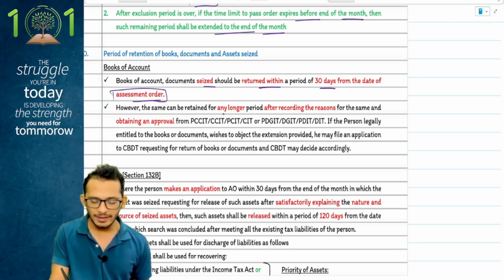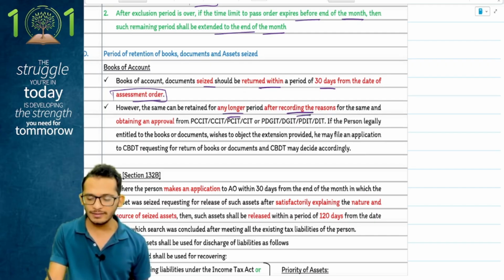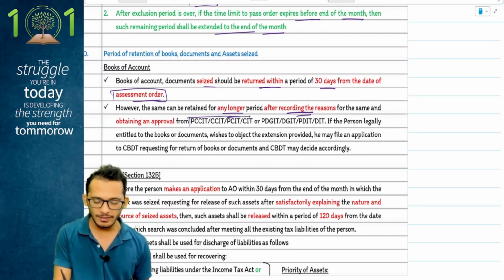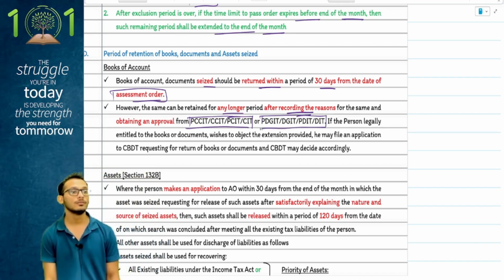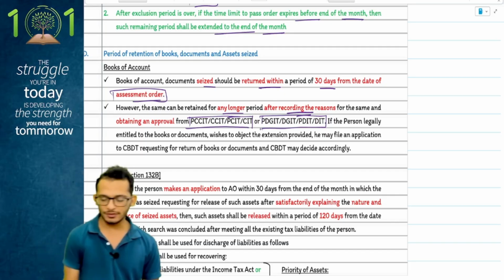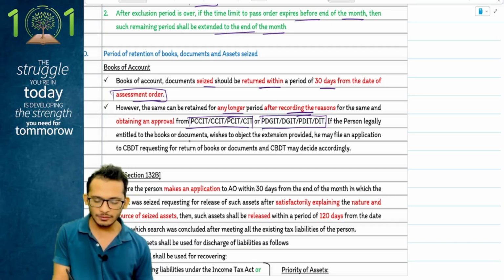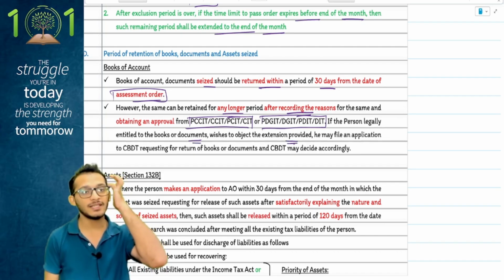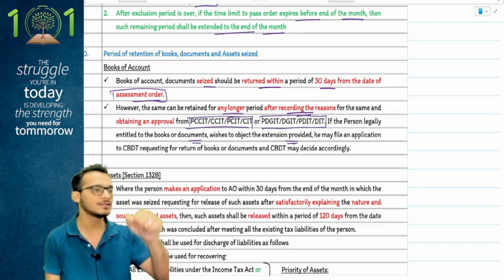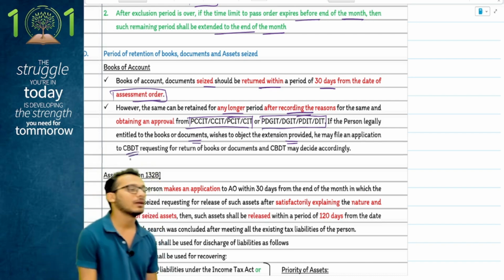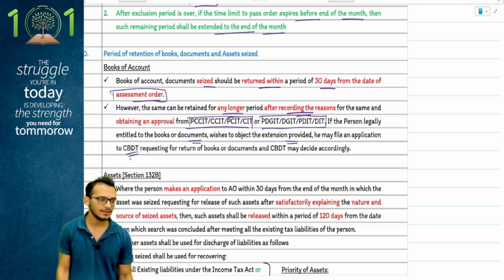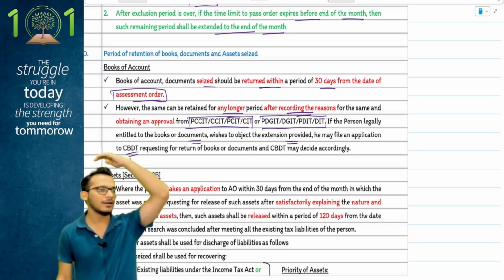However, the same can be retrieved for any longer period after recording the reasons for doing so and by approving by who? Same people who approved your search. If the person legally entitled to the books of documents wishes to object to the extension provided, he can file an application and complain to the boss of the bosses, which is CBDT, requesting for the retrieval of the books, and the CBDT can decide accordingly. Correct?